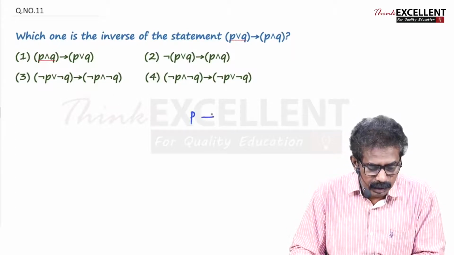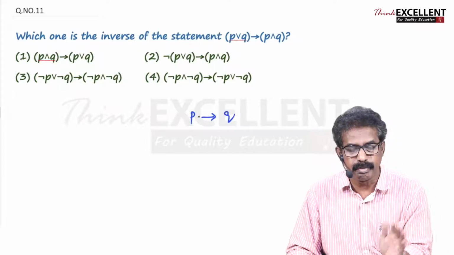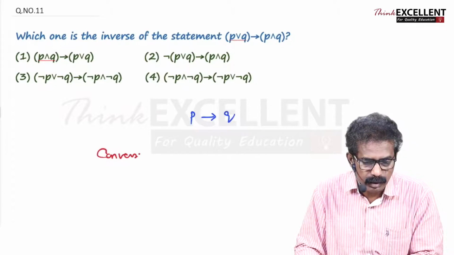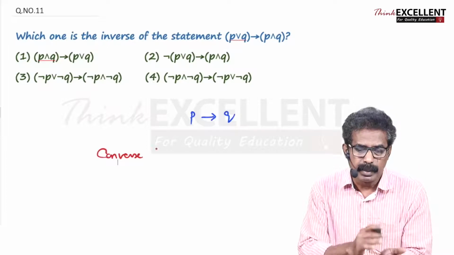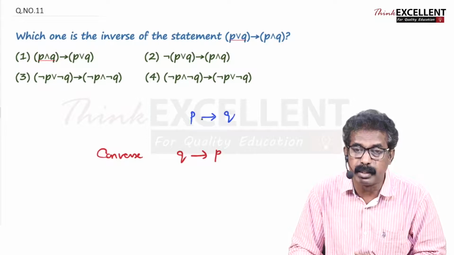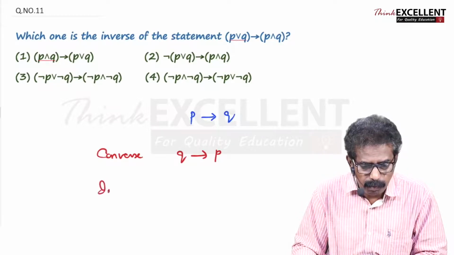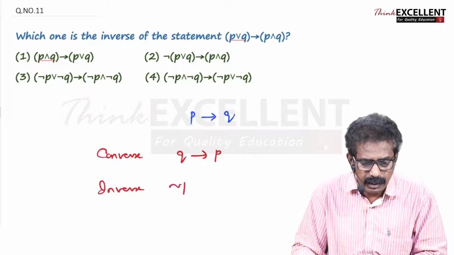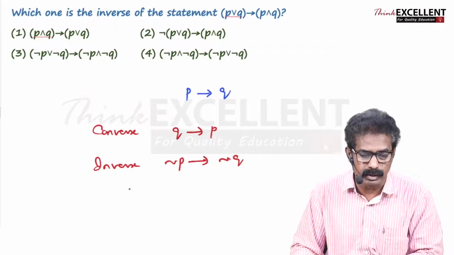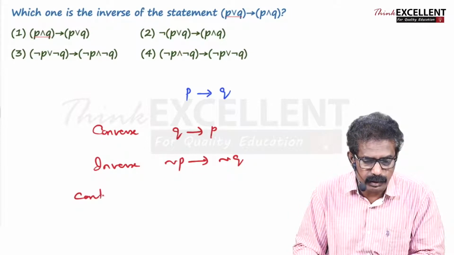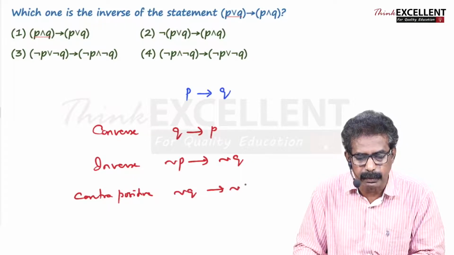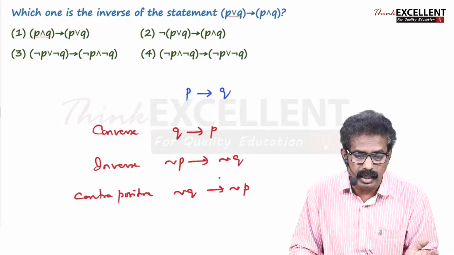For the statement P implies Q, conditional statement, if P then Q, you must know all the three. Converse means just to reverse this. P implies Q, you write Q implies P. That is the converse of this statement, P implies Q. Inverse means if not P, negation P implies negation Q. That is the inverse of the statement P implies Q. And the next one is contrapositive. That is negation Q implies negation P. If not Q, then not P.